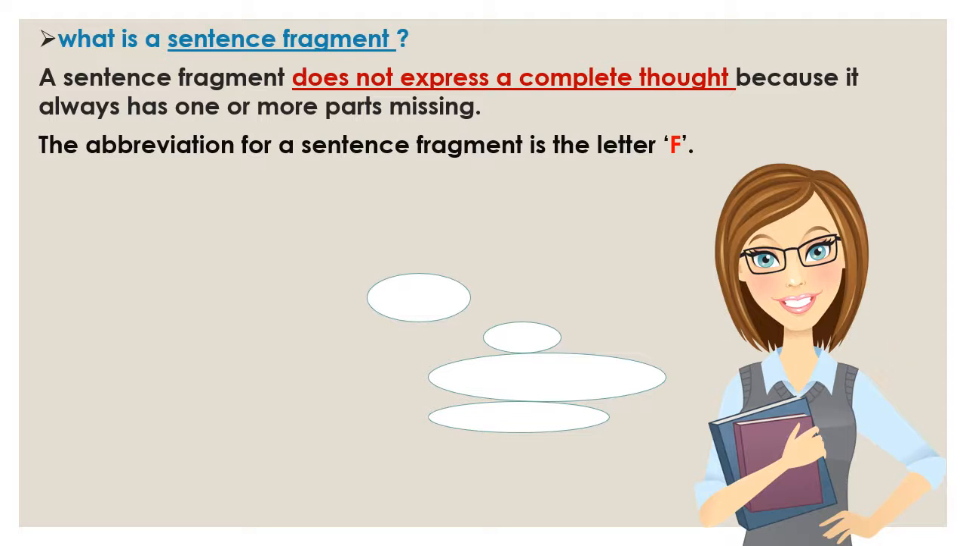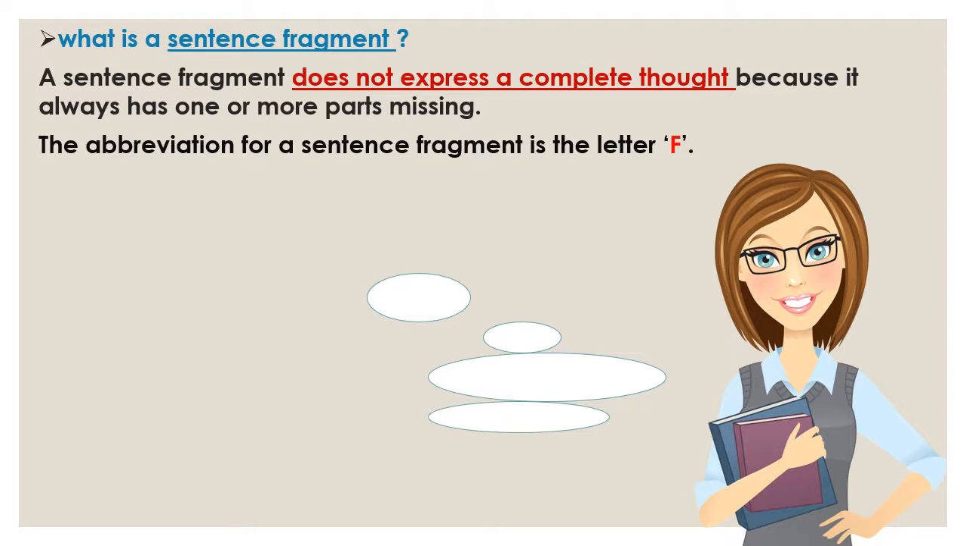A simple sentence expresses a complete thought because it doesn't have anything missing. But the fragment sentence is totally the opposite. It doesn't express a complete thought. Why? It's not complete. It's not a complete sentence. Why is that? Because it always has some of the parts missing. Okay? Always has one or more parts missing.